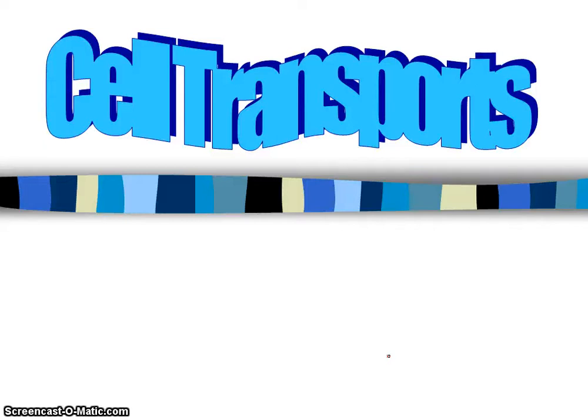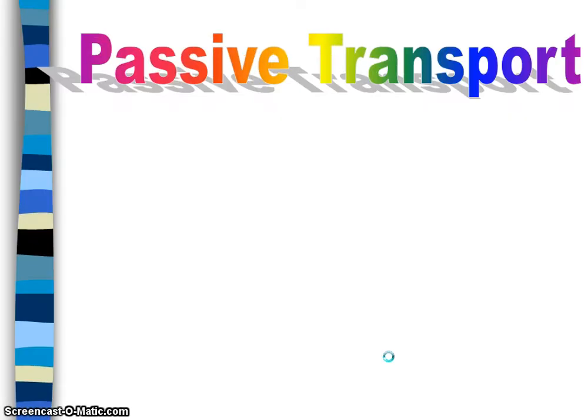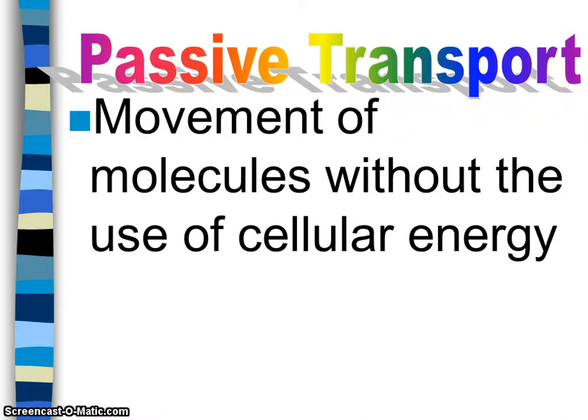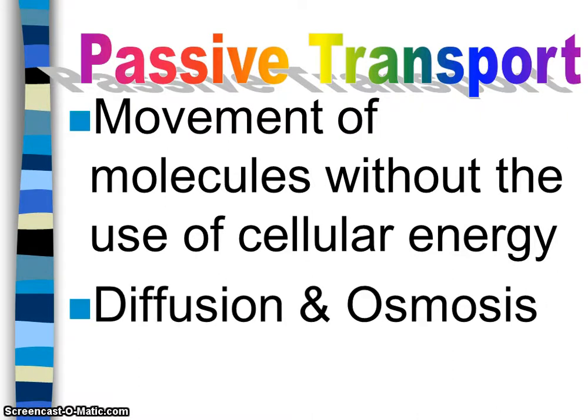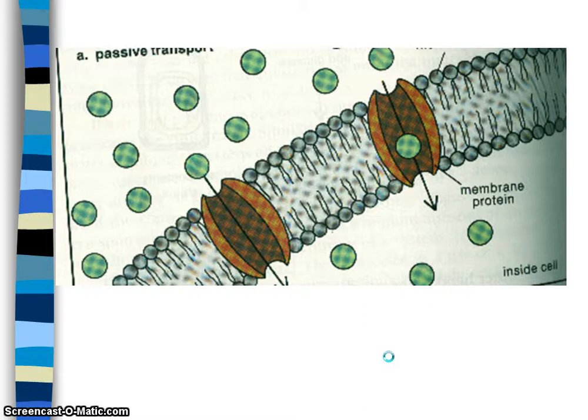Hello, we are going to talk about cell transports today, how things can get into and out of the cell. We're going to start off by reviewing diffusion and osmosis. Again, the movement of molecules from an area of high concentration to an area of low concentration. Okay, so this is the movement of molecules without the use of any energy. It just naturally happens. It goes from an area of high concentration to an area of low concentration with no help. Okay, so again, we're moving from high to low concentrations.